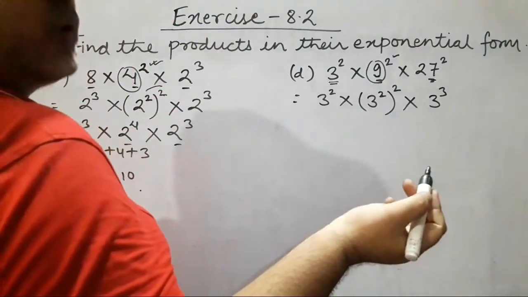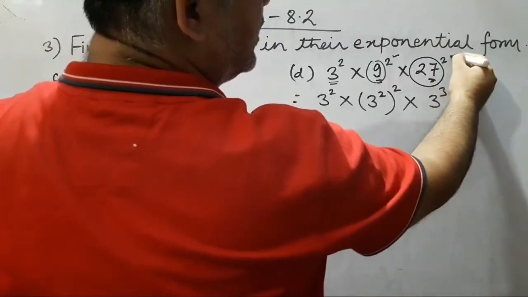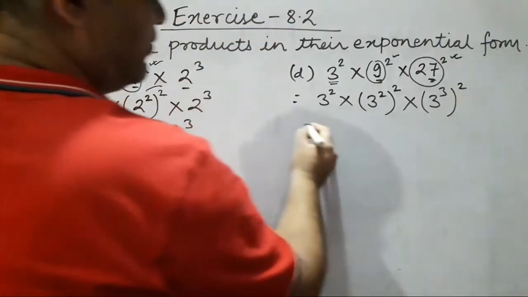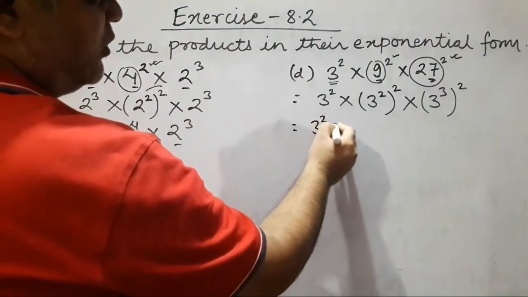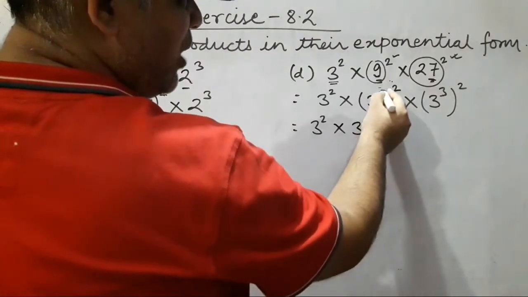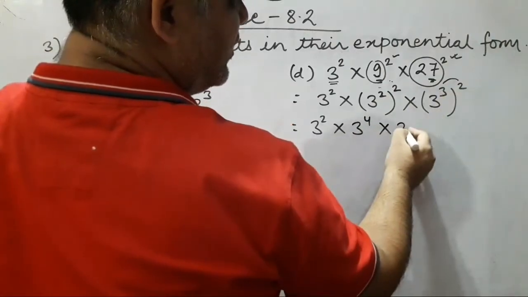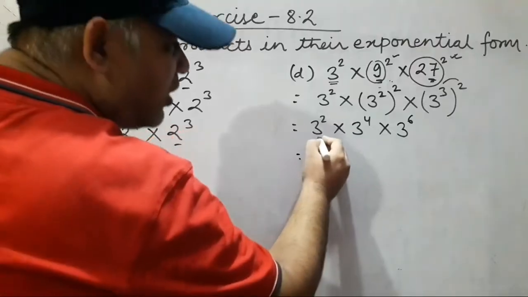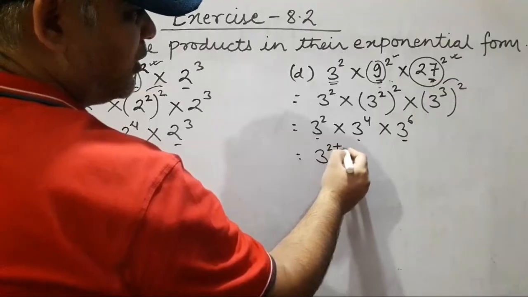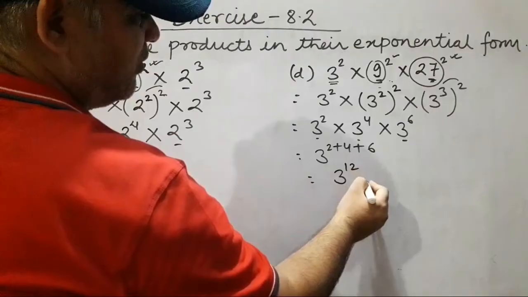3 into 3 into 3, 27. So 27 can be written as 3 power 3, and here is one more power. Keep inside this bracket and power 2. 3 power 2 into, the powers are multiplied according to the power law. 3 power 2 into 2, 4 into, here also the powers are multiplied, 3 power 6. We got the same base. Now we can add the power. 3 power 2 plus 4 plus 6 equal to 3 power 12.